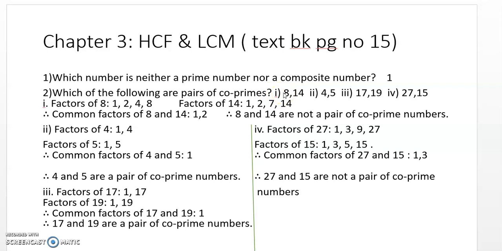Now, which of the following pairs are co-prime numbers? What is the meaning of co-prime numbers? When you find the factors of the two numbers, 1 should be the only common factor. Then it is called co-prime. Now 8 and 14 are not co-prime numbers. 4 and 5 are co-prime numbers because the common factor is 1. 27 and 15 are not co-prime numbers because the common factors are 1 and 3. 17 and 19 are co-prime numbers because the common factor is 1.